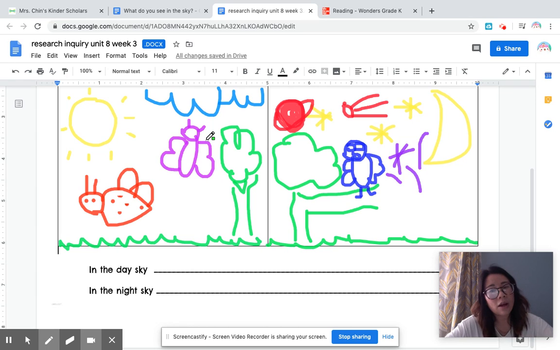And don't forget, scholars, you can be creative and have some fun. If you have construction paper at home, or you want to paint or use markers, feel free to use whatever you have, because everybody is their own artist.